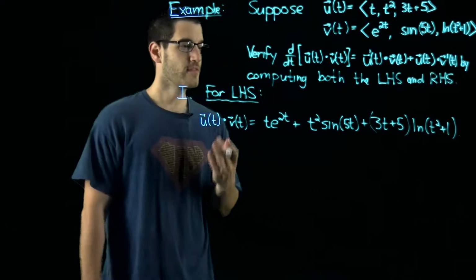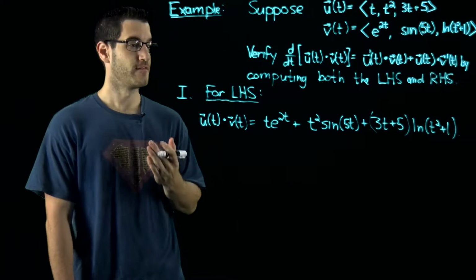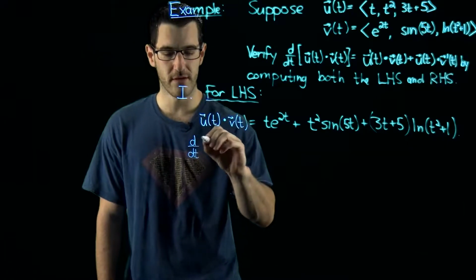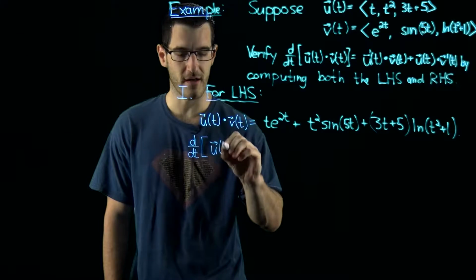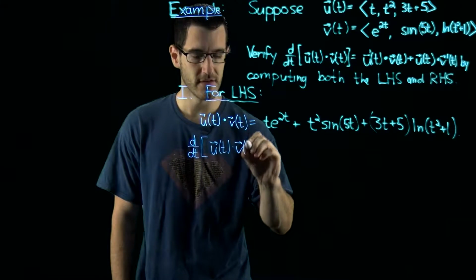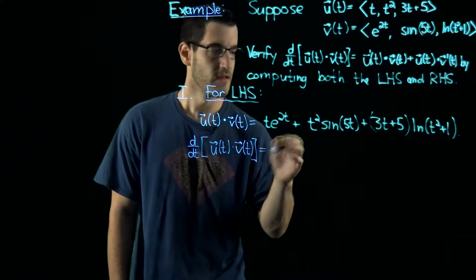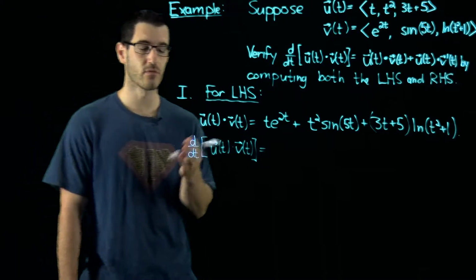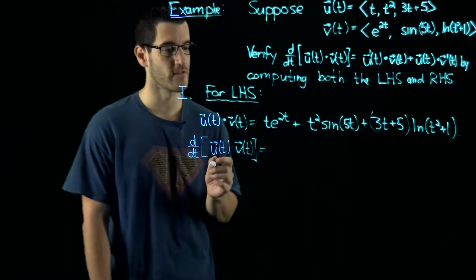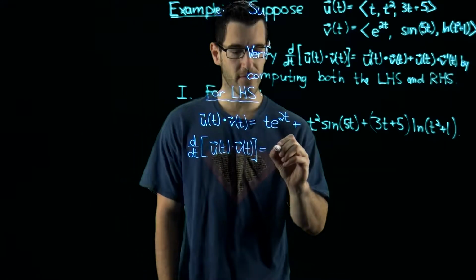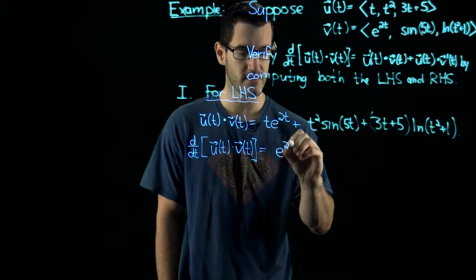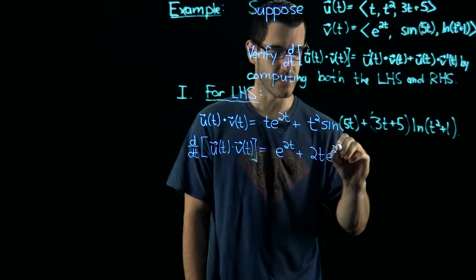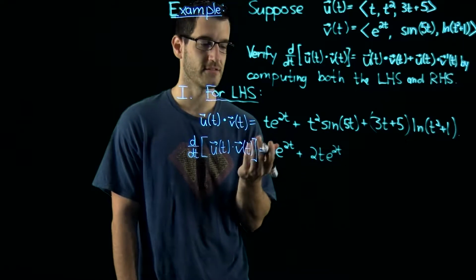All right, now this is just a legitimate function of t. We can take a derivative of it pretty easily. So when we compute the derivative of u dot v, all we have to do is take the derivative of each of these terms. I want you to notice that there's actually a product in each of these terms, so we're really going to have to use the product rule for functions of a single variable. When we differentiate this first piece, we'll get an e to the 2t plus 2t e to the 2t. It's just the product rule on t e to the 2t.